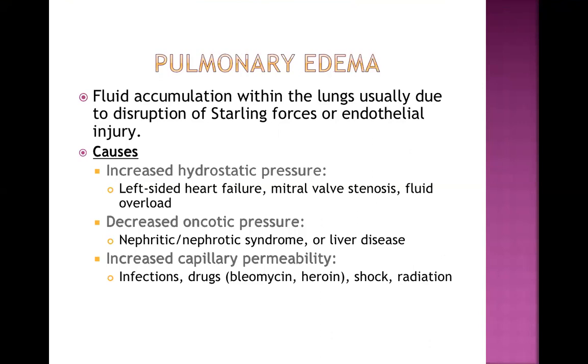Now, the third important heading is increased capillary permeability, and that is mainly caused by infection. Different types of infection inside the lung. The commonest one is pneumonia. Now, some drugs can also lead to increased capillary permeability. These are damaging to the lung. Bleomycin is an anti-cancer drug, and heroin is a type of opioid analgesic.